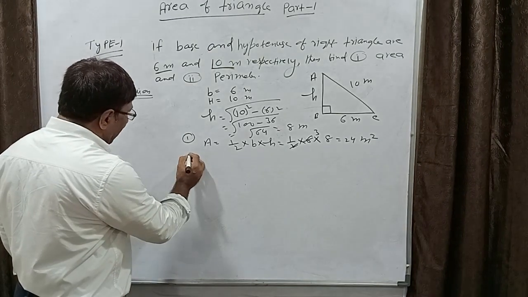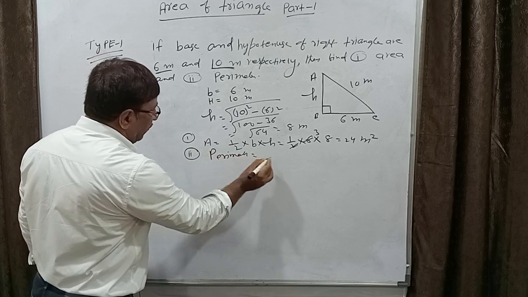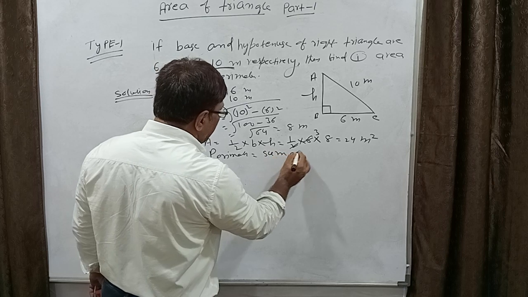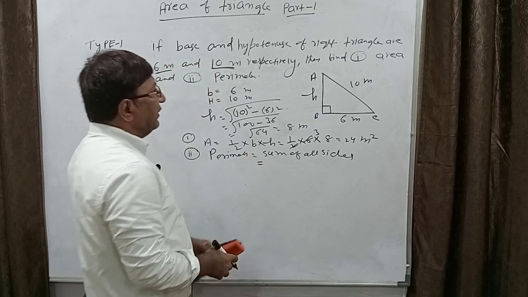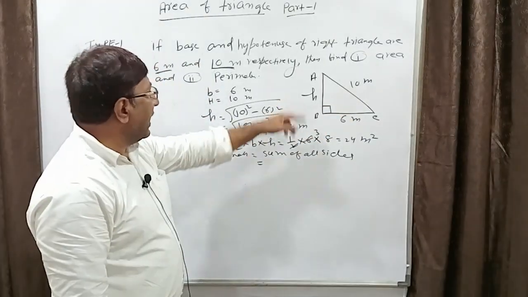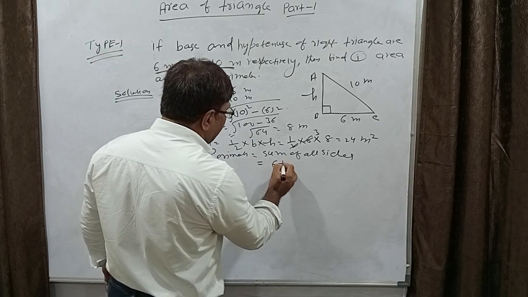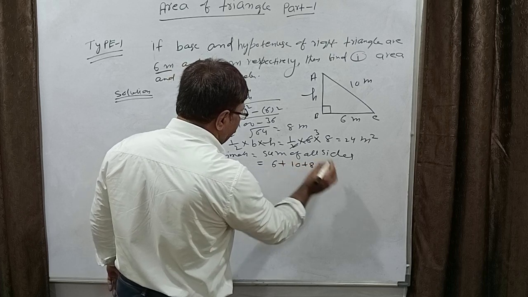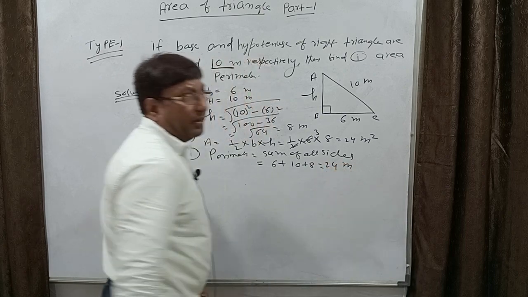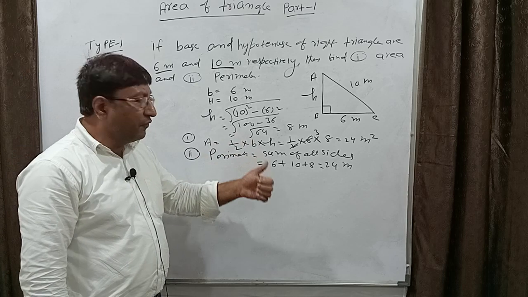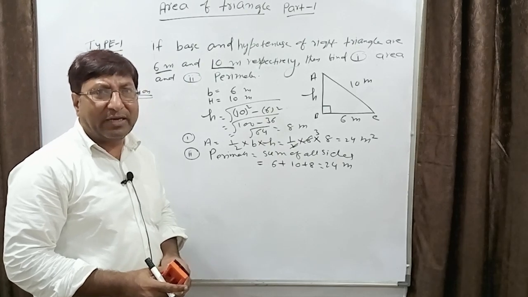Now the second part is the perimeter. You know perimeter is the sum of all sides. Two sides are already given, 6 and 10, and we have found the height h as 8. So the sum of all sides will be 6 plus 10 plus 8. 10 plus 6 is 16, and 8 more makes 24. So this is 24 meter. So the first answer is 24 meter square, which is the area, and the second, the perimeter, is 24 meter, which is our right answer.